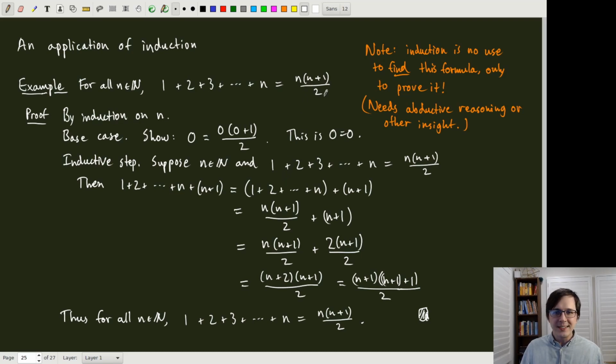I should also mention that that is the insight of Gauss, one of the greatest mathematicians ever. Induction cannot help us find a formula like that. All it can do is help us prove it. You need some sort of insight, or something called abductive reasoning, where through a pattern you figure out some sort of theory for what explains it. So let's just prove it now that we have a possible formula. If the formula is not right, then we can't prove it.